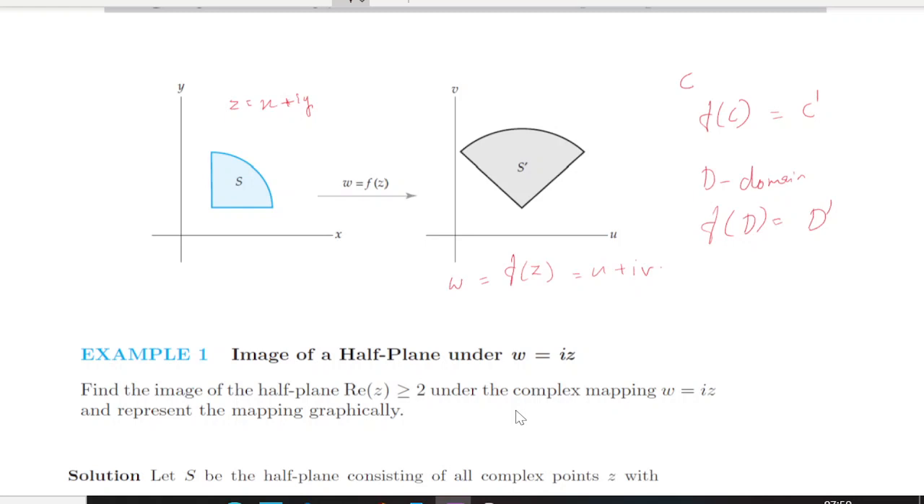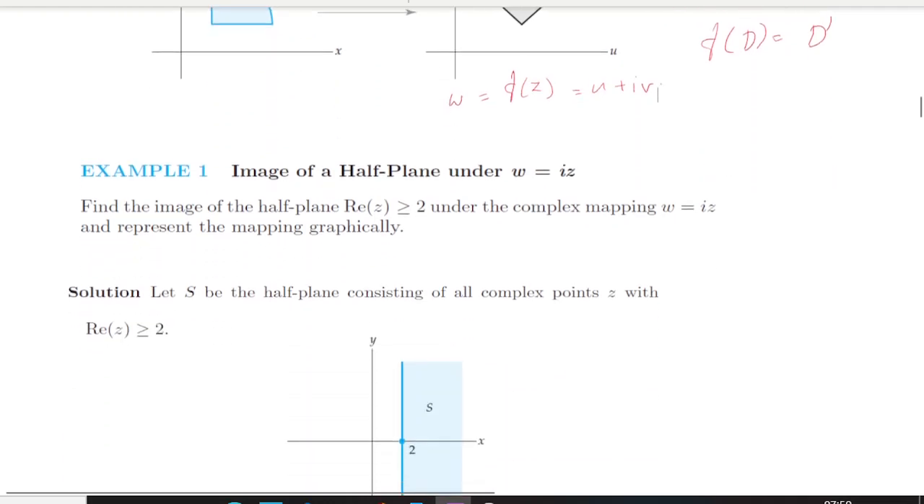Now let us examine what the image is under some maps. The first example is w equal to iz. So the map is, when z equals x plus iy, then w is nothing but iz, which equals i times x plus iy. This reduces to xi minus y, right?